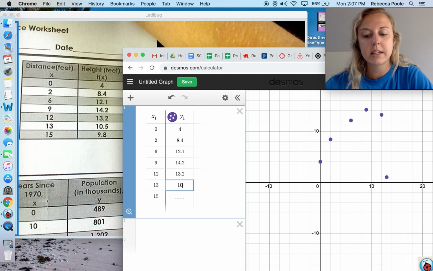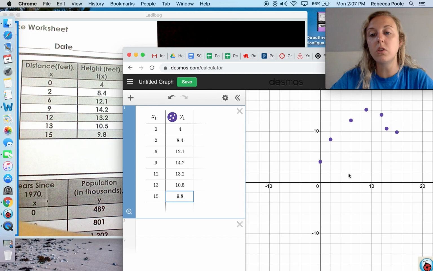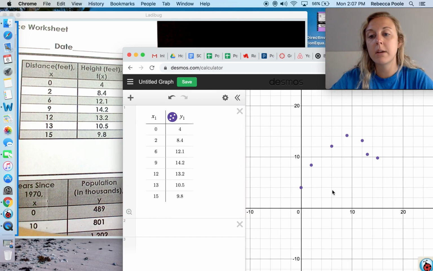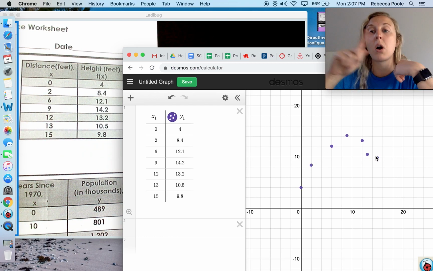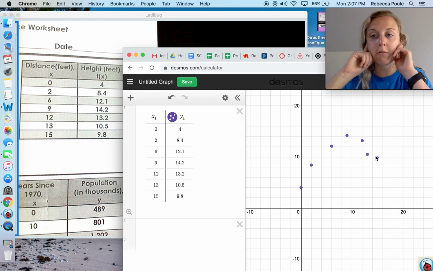13.2, 10.5, and 9.8. All right. So there's my data table. So I want you guys to look at this graph. You're going to hear me talking a lot today, but you'll live. Do these purple points look like they make a perfect parabola? No. And here's why. We're talking about the distance and height of a basketball when shooting a free throw.